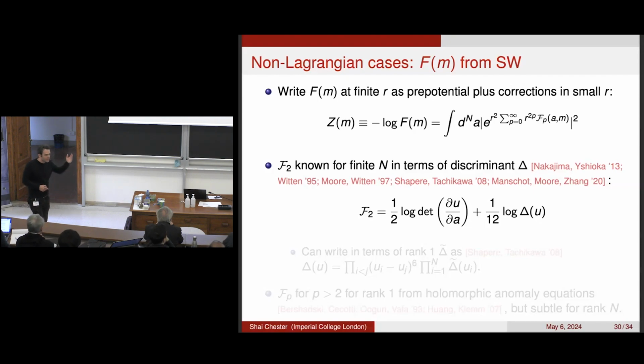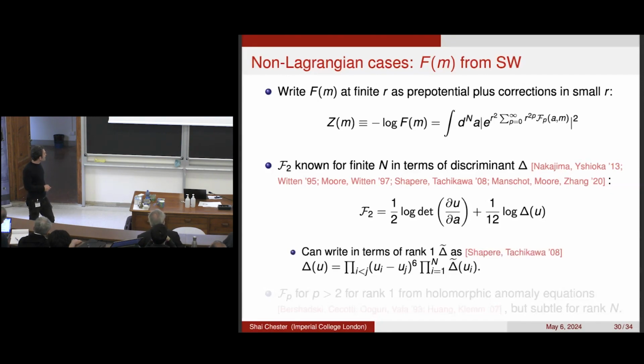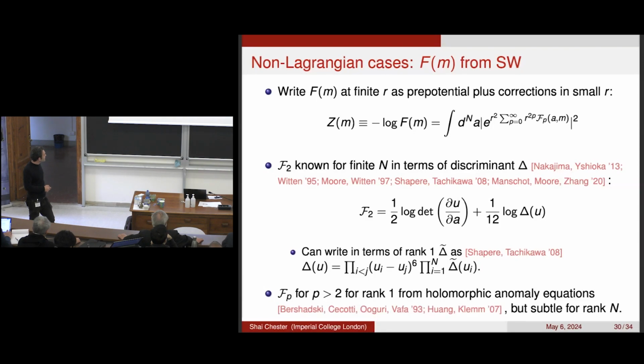Remember, I discussed the discriminant many slides ago, but the point is that the discriminant is just written in terms of G2 and G3. The discriminant for the rank n theories we consider was considered by Shapiro and Tachikawa in 2008, and they showed that the rank n discriminant can actually be written in terms of the rank 1 discriminant, delta tau, in this very simple way. Basically, you have this term here, which involves 2 u's, and then you just have a product over the rank 1 discriminants. So that means at the end of the day, we know how to evaluate this for our rank n theories.